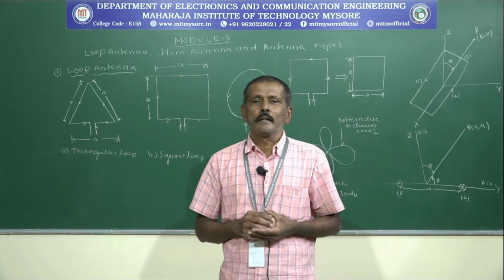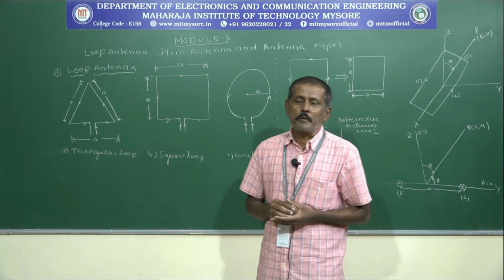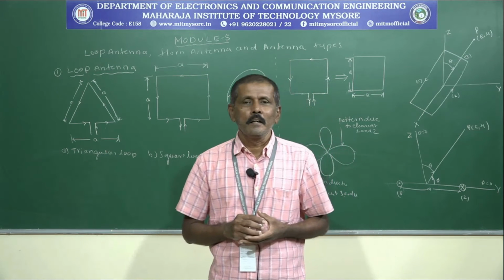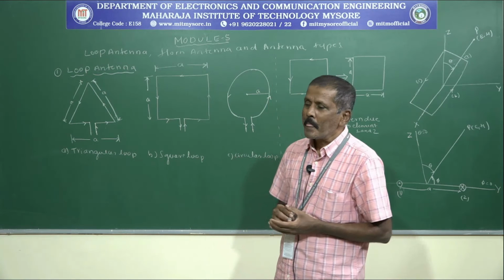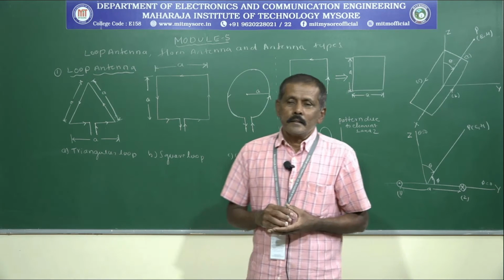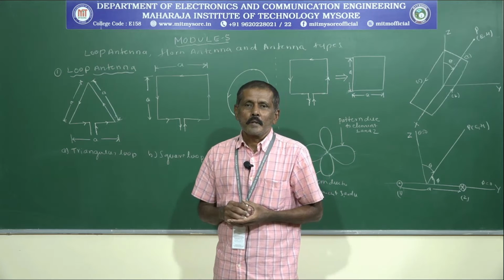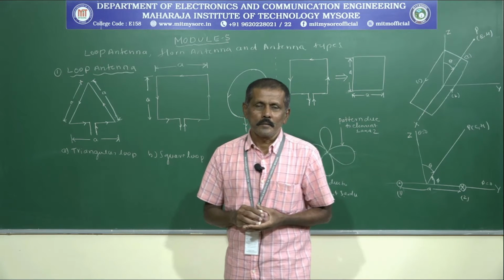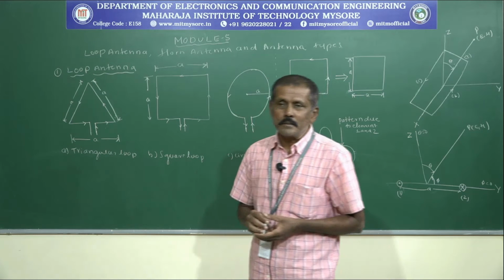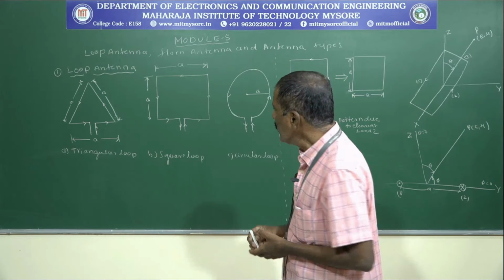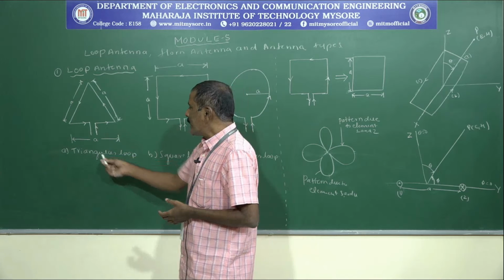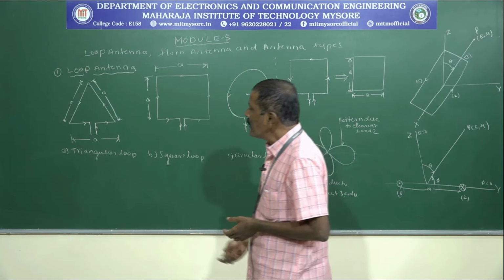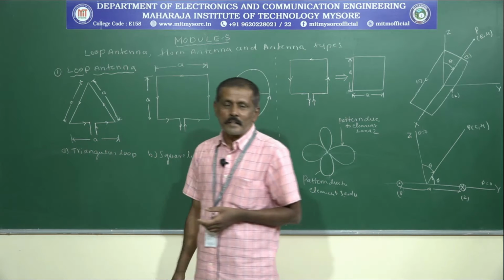The loop antenna is the one where we are forming a loop by the transmission lines or the coaxial cables, and the size of the antenna is decided by the area occupied by the antenna. So let us consider these particular figures. Figure A is a triangular loop, figure B is a square loop, and figure C is a circular loop.